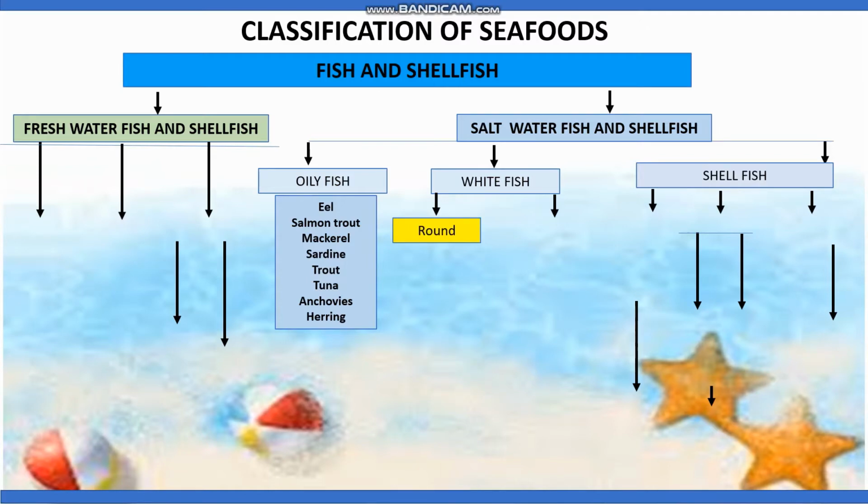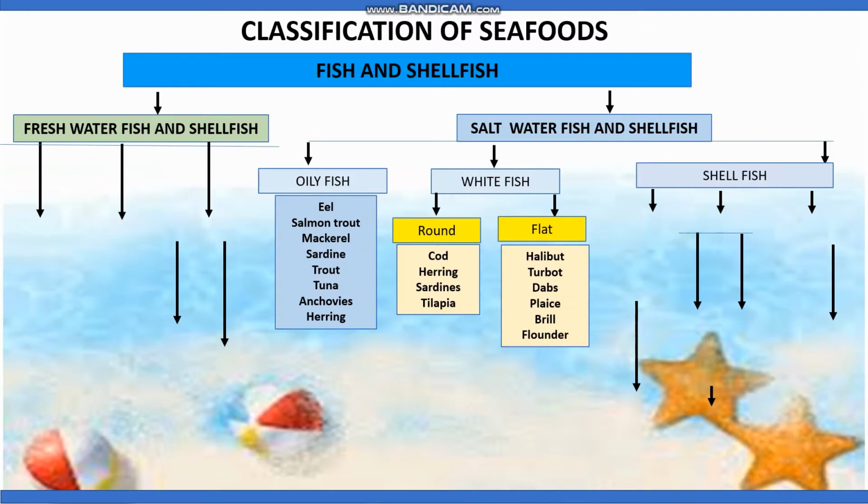Under white fish, we have two categories, the round and the flat fish. Under round fish, we have cod, herring, sardines, tilapia. For the flat fish examples: halibut, turbot, dabs, brill, flounder.